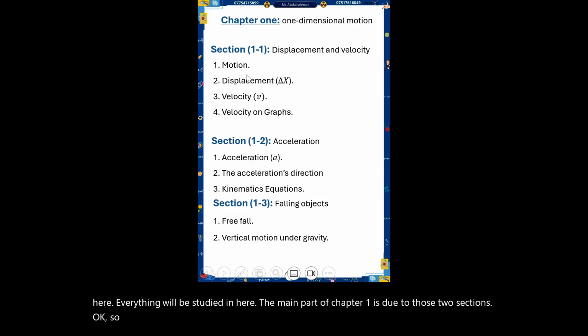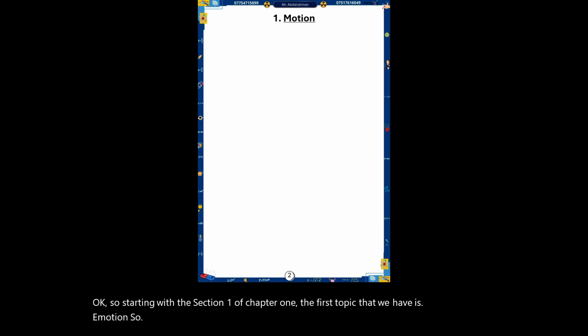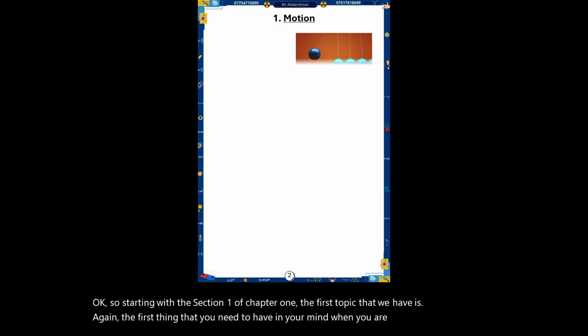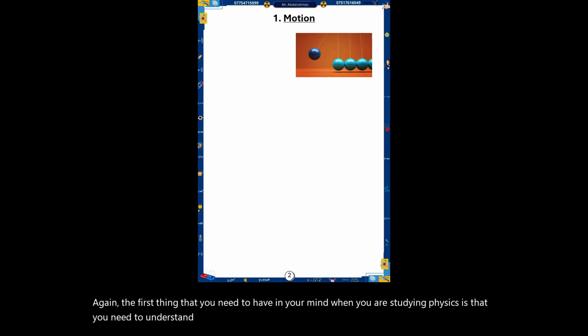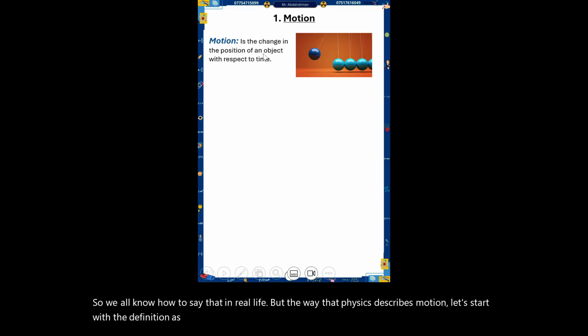Okay, so starting with section 1 of chapter 1, the first topic that we have is motion. Again, the first thing that you need to have in your mind when you're studying physics is that you need to understand the meaning of the words. So motion means an object is moving. We all know how to say that in real life, but the way that physics describes motion, let's start with the definition, as the change in position of an object with respect to time.